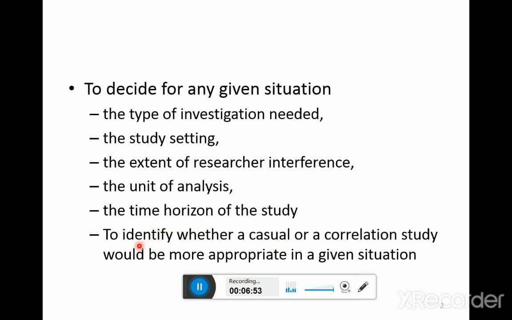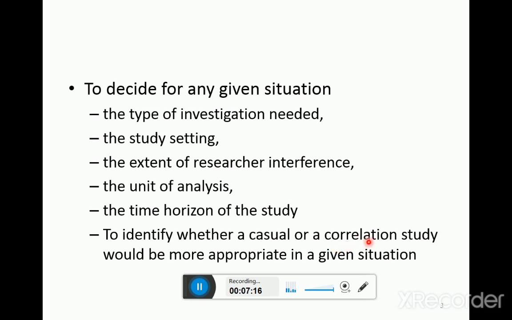And then we have to identify, meaning the researcher will identify whether a causal or a correlation study would be more appropriate in a given situation. Now see, the researcher will decide whether causal will be more good or correlation will be more good. And inshallah I will explain the difference between causal and correlation.